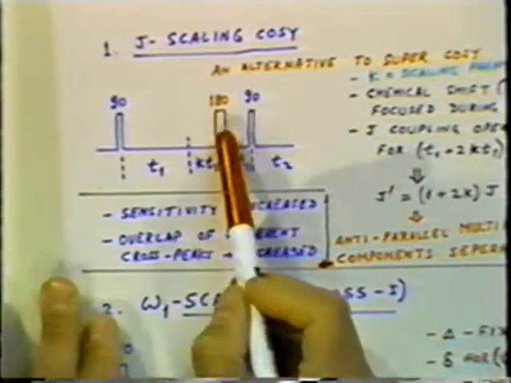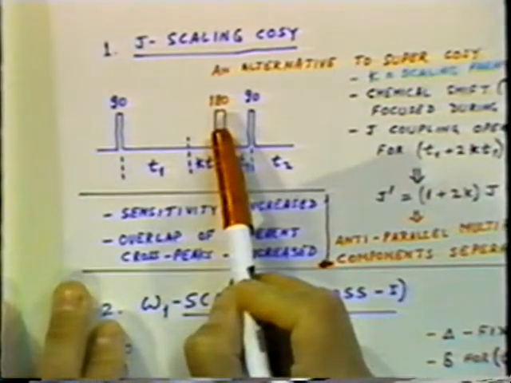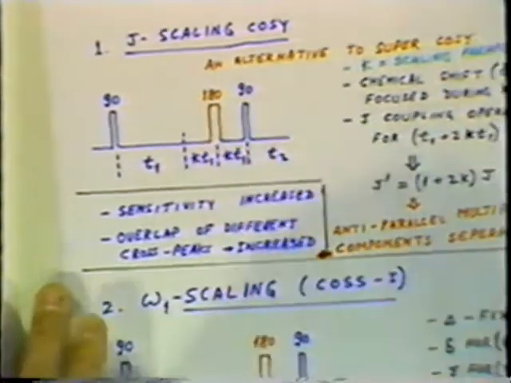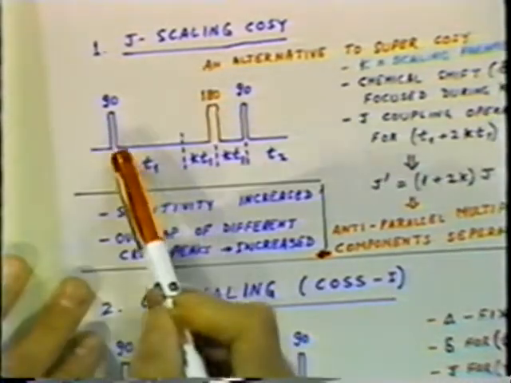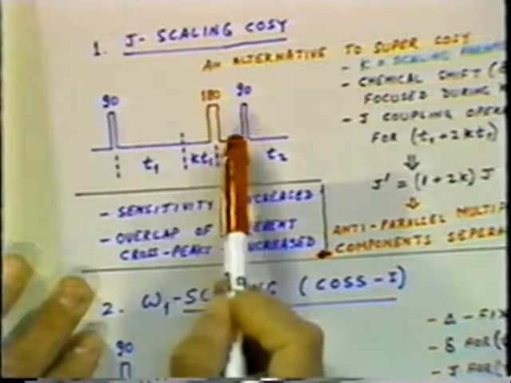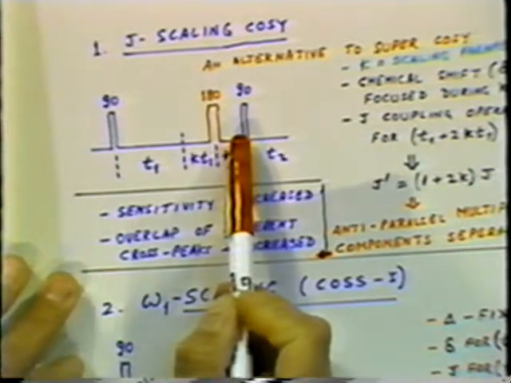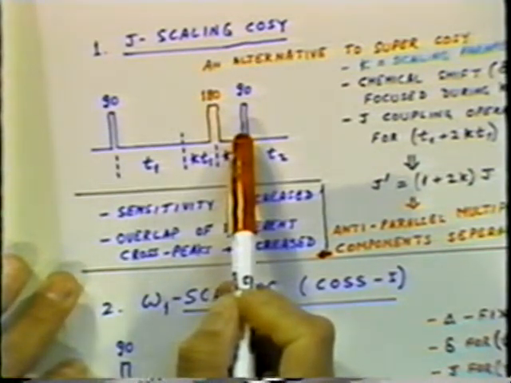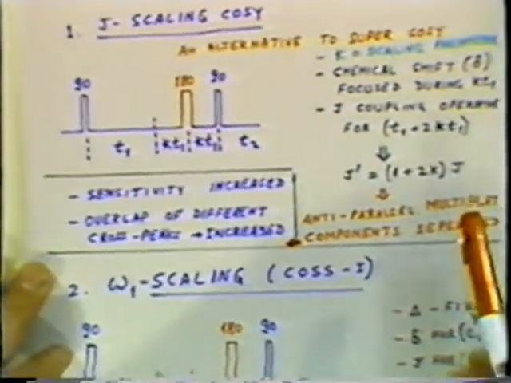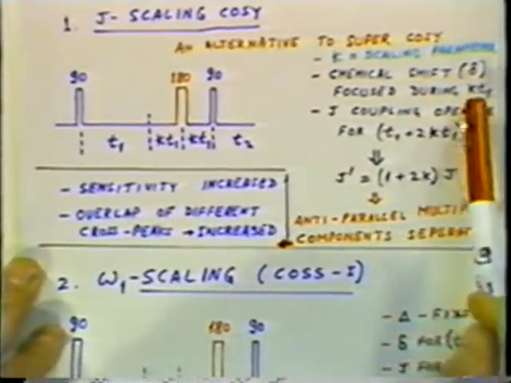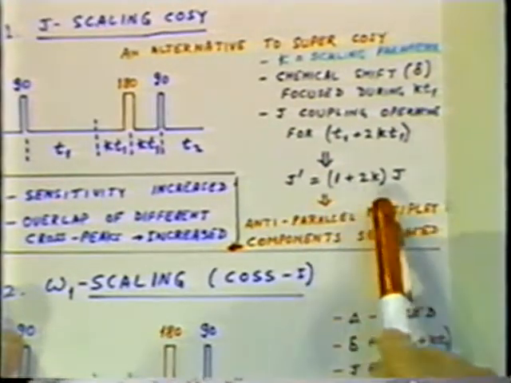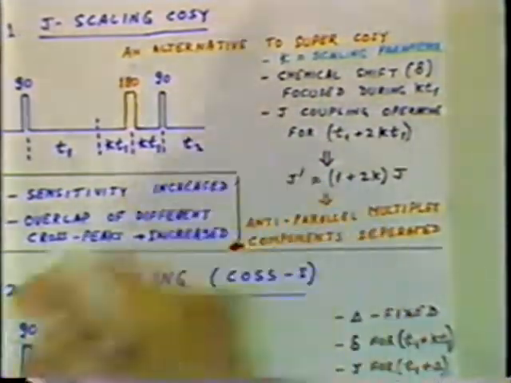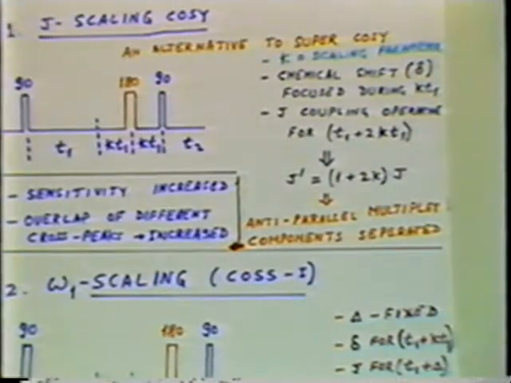But the J coupling is not affected by the 180-degree pulse because it has two I operators in it, and both of them change sign, and therefore the J coupling is not affected. The J coupling is effective during the entire period from here to here. If that is clear, then it is straightforward to see that the chemical shift is not affected, but the J is (1 plus 2k) times J. So your J's are pulled in the omega 1 direction.